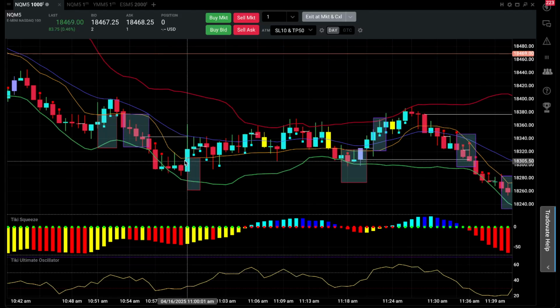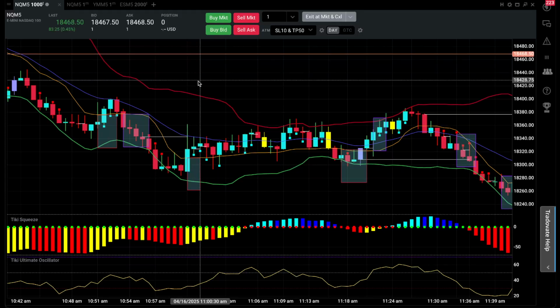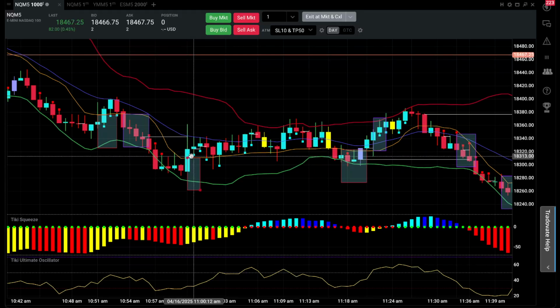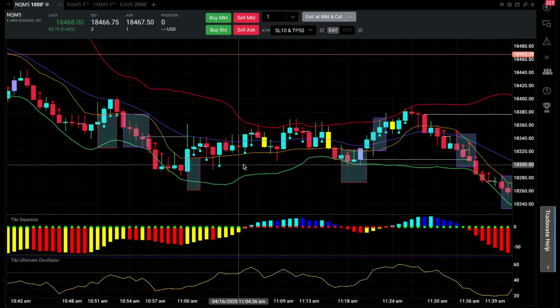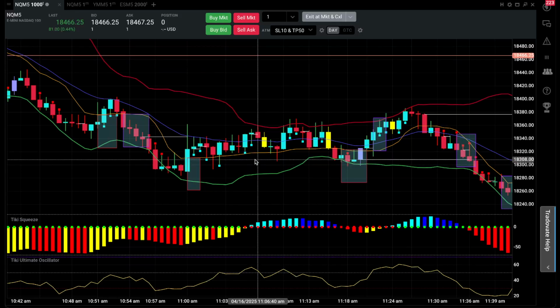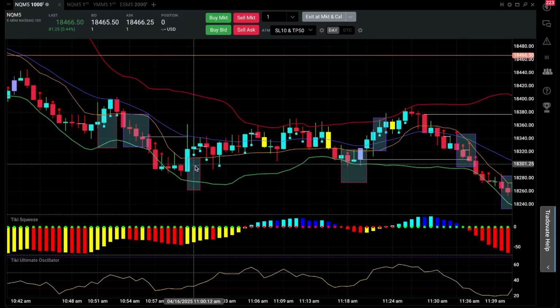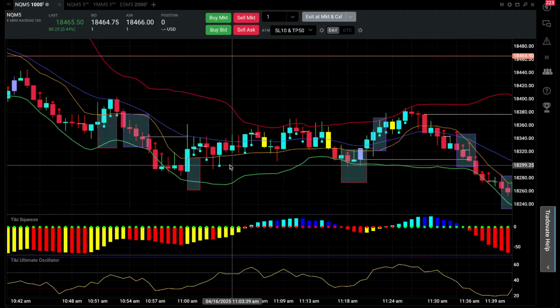I remember price came up here and I went short, and then pow, this candle rocketed up when Jerome Powell got on stage to talk about interest rates and stuff like that. And I remember getting stopped out. So that was a little out of my control.